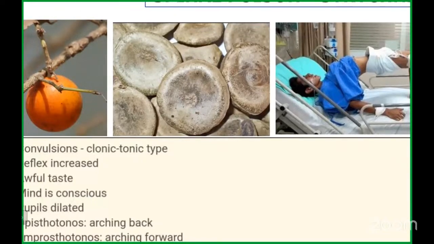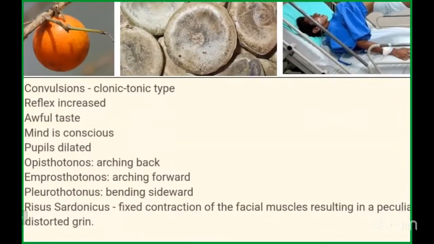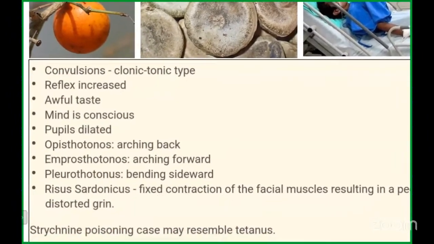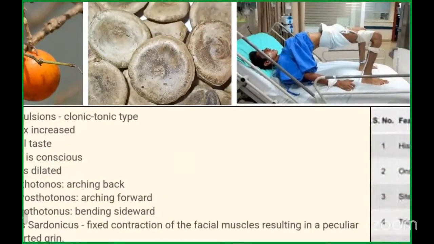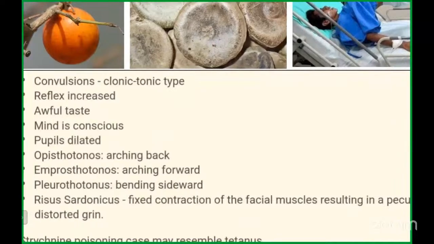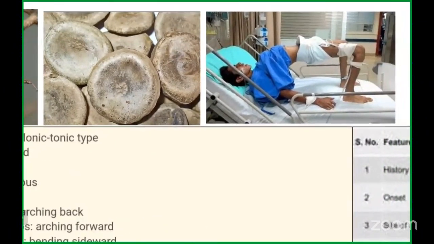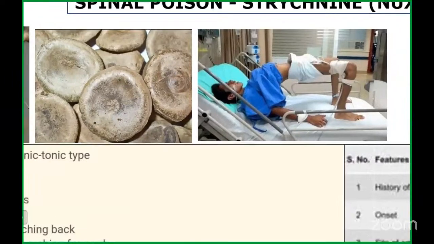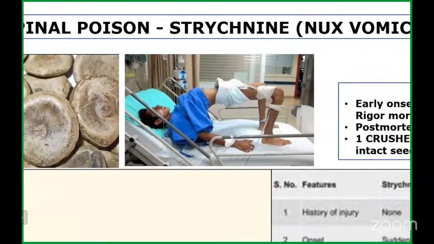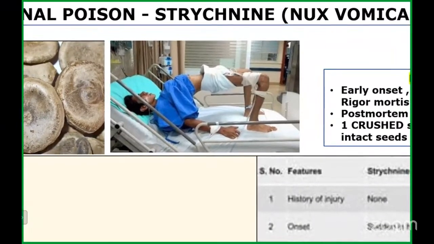The center looks a little more depressed, and the features are usually convulsions, generally of the generalized tonic-clonic type. The reflexes are increased, the mind is conscious, the pupils are dilated, and you have certain positions. This is the typical arching back position, or the opisthotonus position. This is the diagnostic image for tetanus poisoning. So strychnine very much acts like tetanus poison, and you can find very similar things in tetanus poisoning as well. In a while, we'll be differentiating the features of strychnine poisoning versus tetanus poisoning.